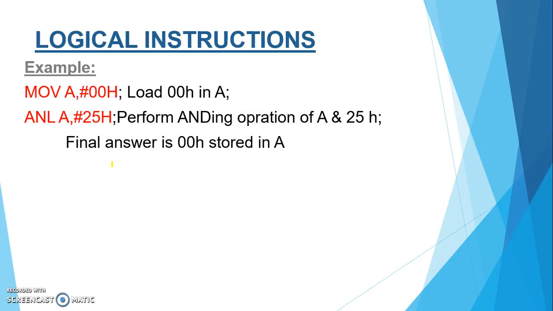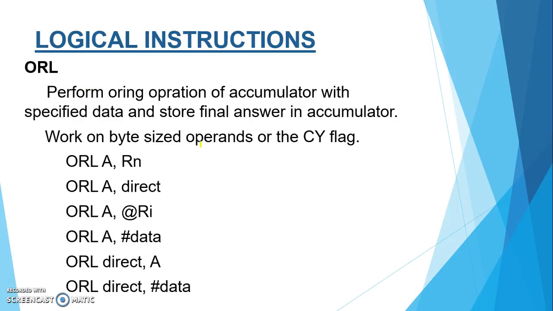So here is an example. Let's say you have loaded the accumulator with 00 hex, as it is written in red color. MOV A, #00 hex. Then you want to AND the content of A with 25 hex. So how do you write that? ANL A, comma, #25 hex. What is going to be the result? When the accumulator contains 00 hex and is ANDed with 25 hex, the result is obviously going to be 0. So the final answer, which is 00 hex, is again stored back into the A register.